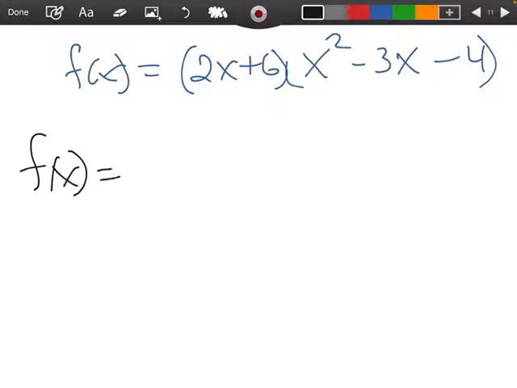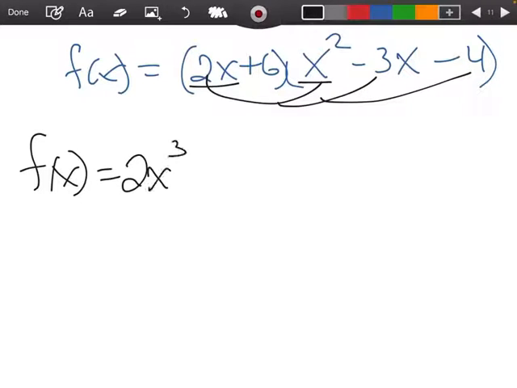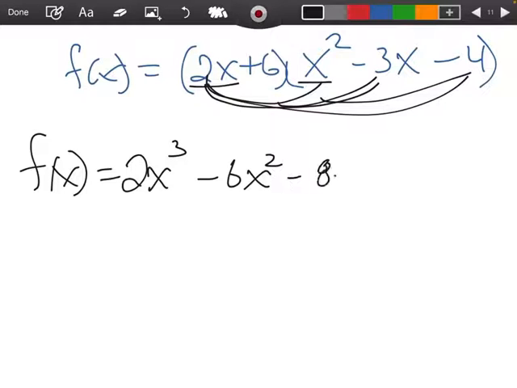F of x equals, now let's go ahead and start to distribute. So 2x and x squared is 2x to the third. 2x and a minus 3x is a minus 6x squared. 2x and a negative 4 is a negative 8x. Let's see, 6 times x squared is a positive 6x squared. 6 times minus 3x is a minus 18x. And 6 times negative 4 is a minus 24.